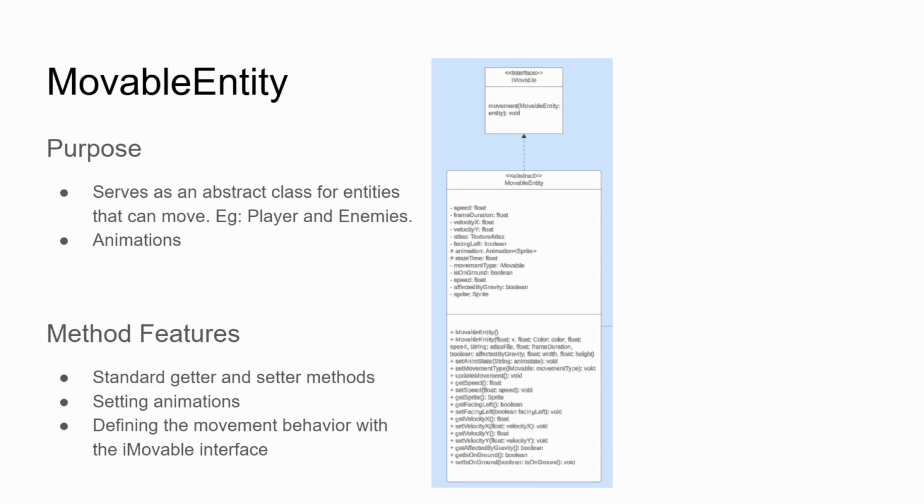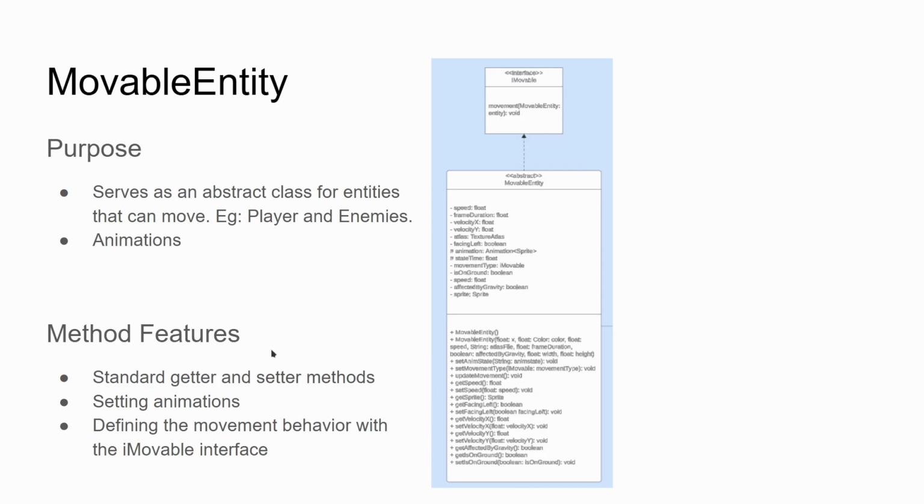The other special attributes are frame duration, atlas, animation, facing left, and state time. These attributes are mainly used for the animation of the entity. The movable entity also has the standard getter and setter methods for its attributes. The special methods are set animation state and set movement type.